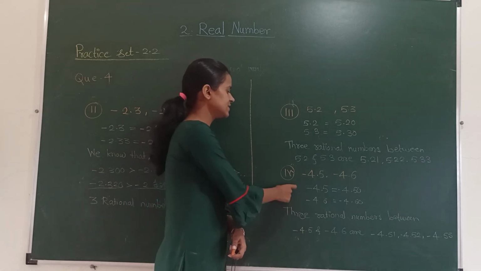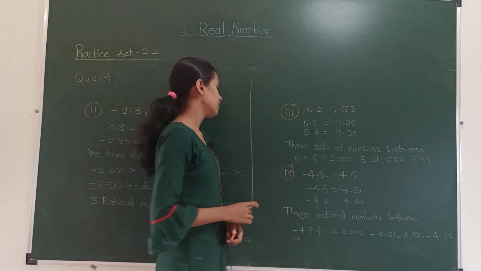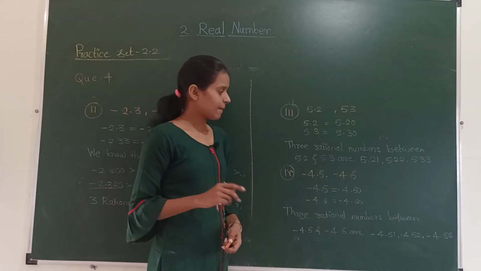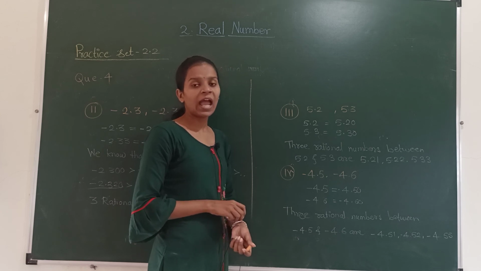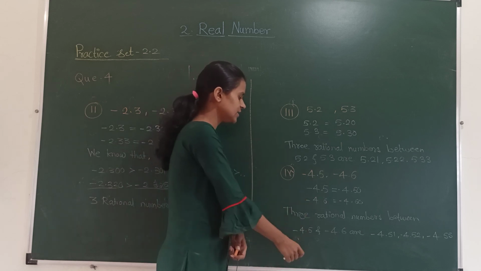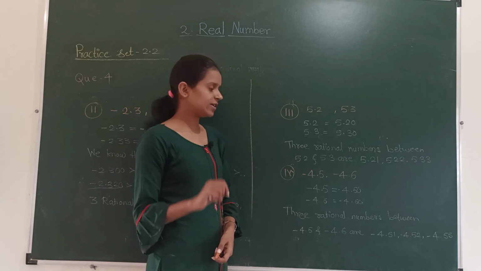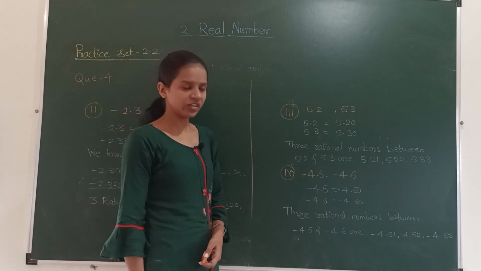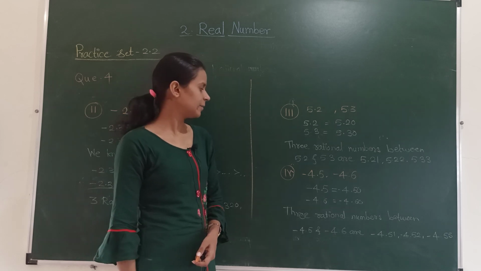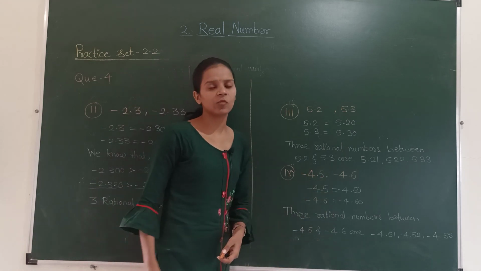Okay. After that, see the fourth question. This is the last question of your practice set 2.2. Minus 4.5 and minus 4.6. Minus 4.5 is what? Minus 4.50, and minus 4.6 is what? Minus 4.60. I have written these three rational numbers between minus 4.5 and minus 4.6 are minus 4.51, minus 4.52 and minus 4.55. Okay, these are three rational numbers in between the numbers minus 4.5 and minus 4.6.